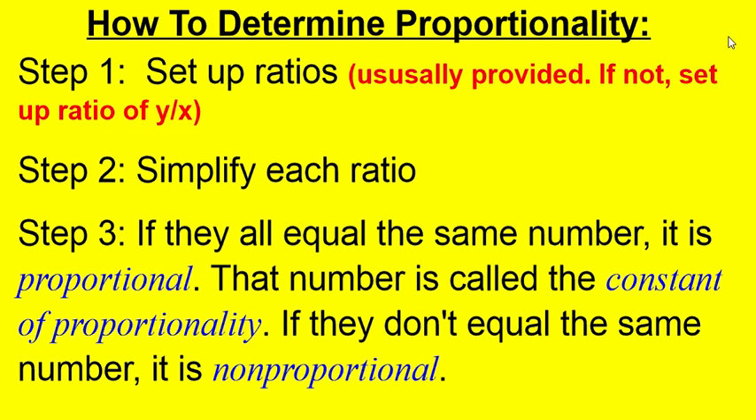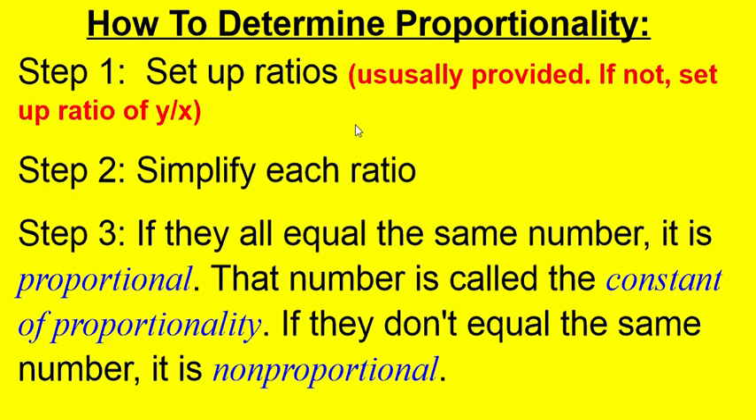How to determine proportionality. Step 1, set up the ratios. Usually they'll provide it for you. They'll tell you how they want you to set up the ratio. If not, they would give you a table. And if they give you a table, you're going to set up the ratio y over x, meaning the second item in the table over the first item in the table.